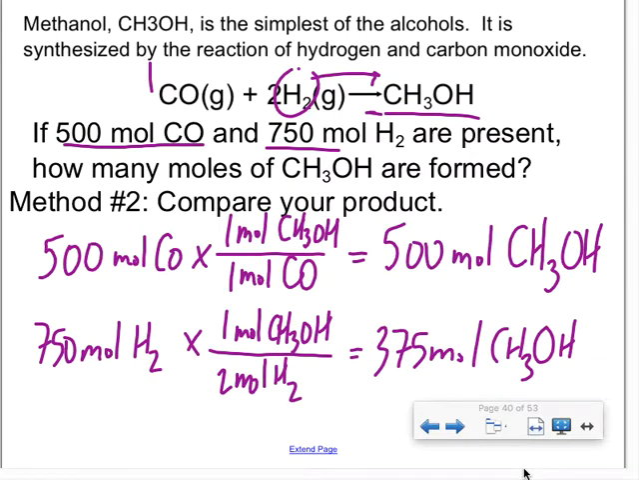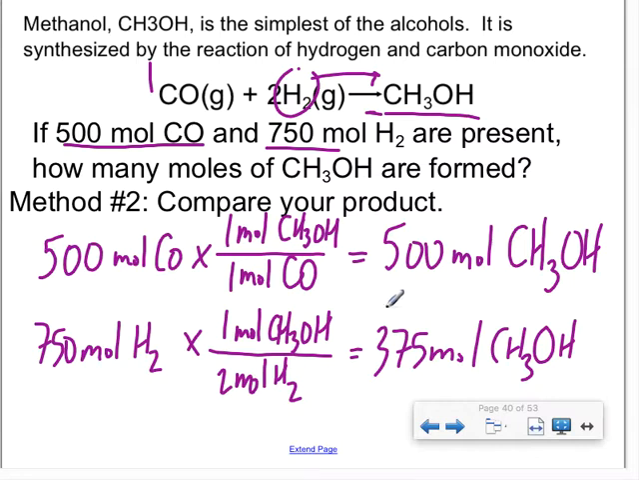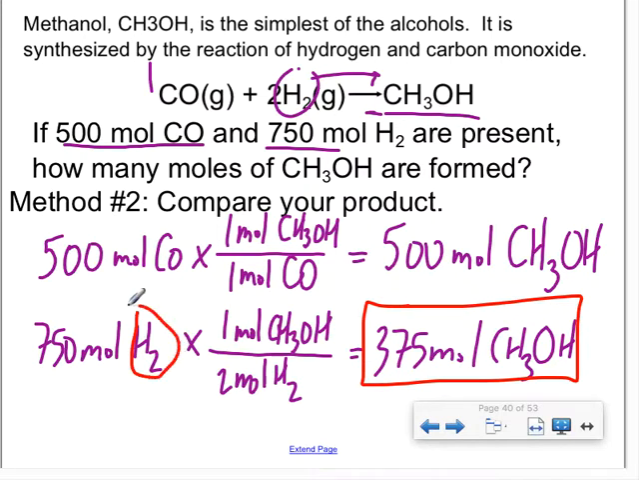Now you're saying, okay, Mrs. Erickson, what are you trying to do here? Method 2 tells you 2 things. First off, the least amount of product you can make. Tells you your limiting reactant. So H2 is my limiting reactant, and CO is my excess reactant.